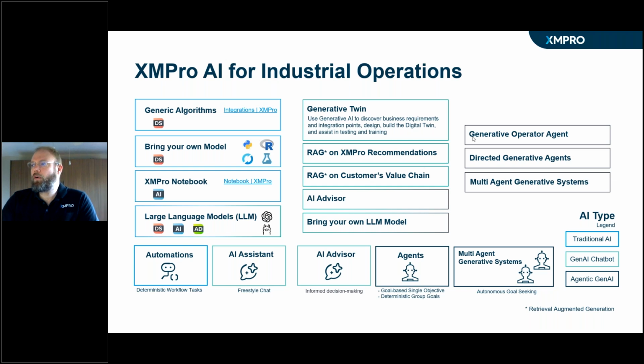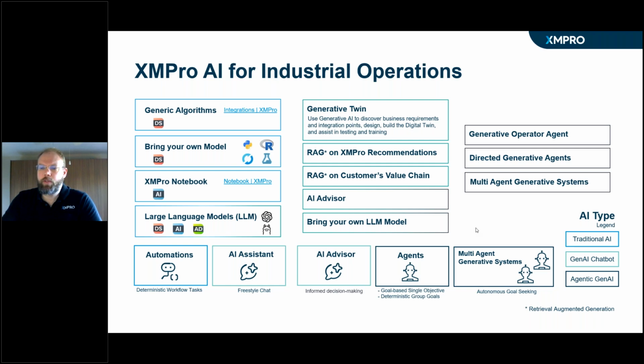And then on the far right, you'll see some of the agentic stuff. We're not going to go into that today, but just to give you a full picture of all the different bits and pieces from XMPro that you can actually utilize for your AI journey around industrial operations.